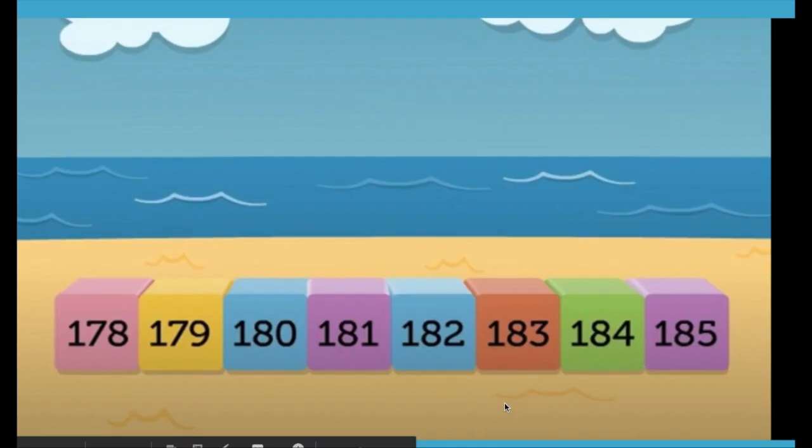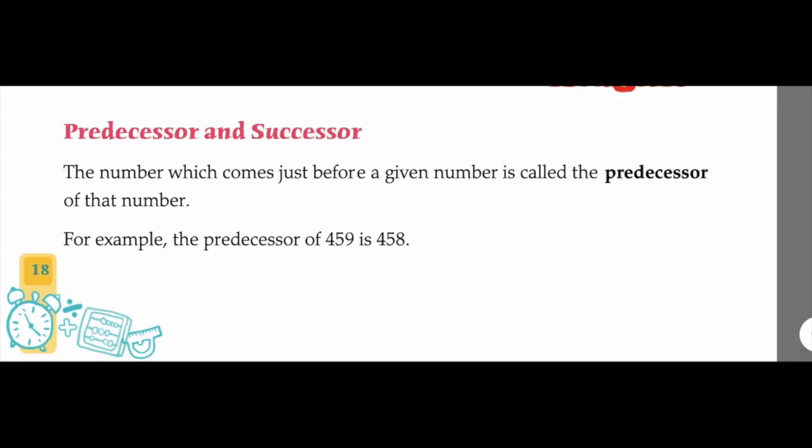Here is the clue for the next topic. Any guesses? Yes, it is predecessor and successor, that is before number and after number. We are going to find the before number, that is predecessor, and after number, that is successor, of the given 3-digit number.